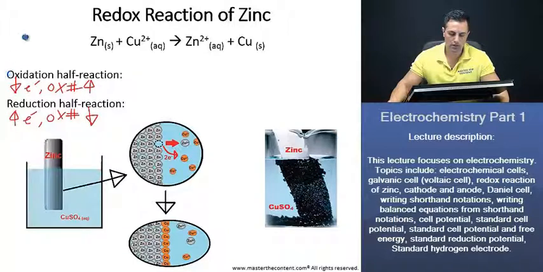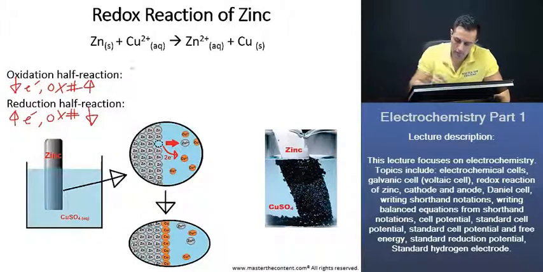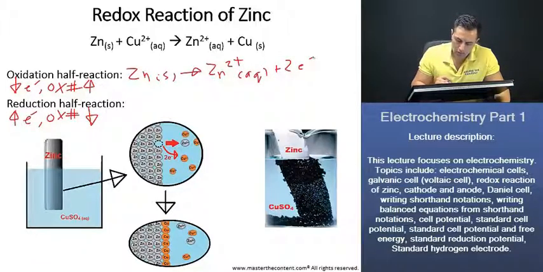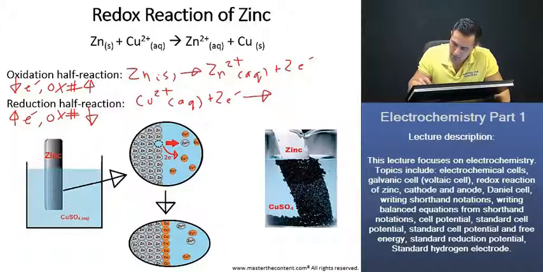We'll begin with the oxidation half reaction. That's just our zinc giving us our zinc ion plus 2 electrons. Now, the reduction half reaction is our copper ion plus our 2 electrons, giving us copper solid.